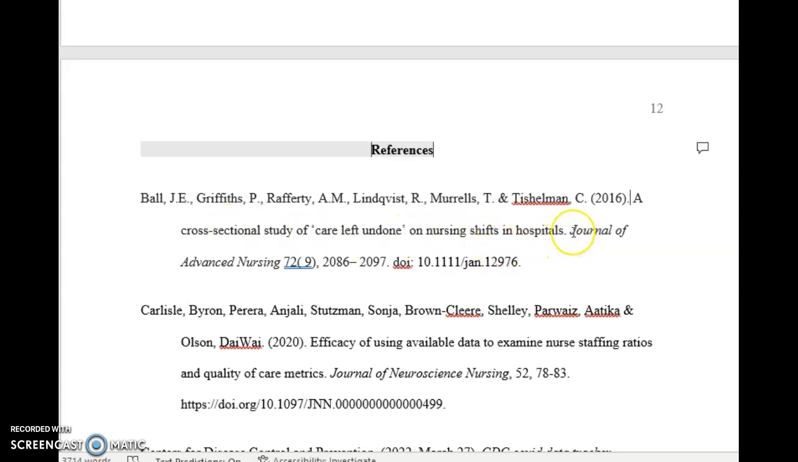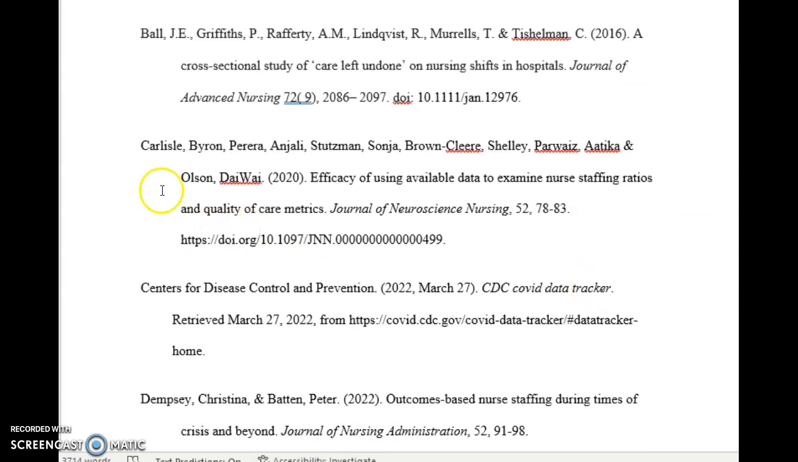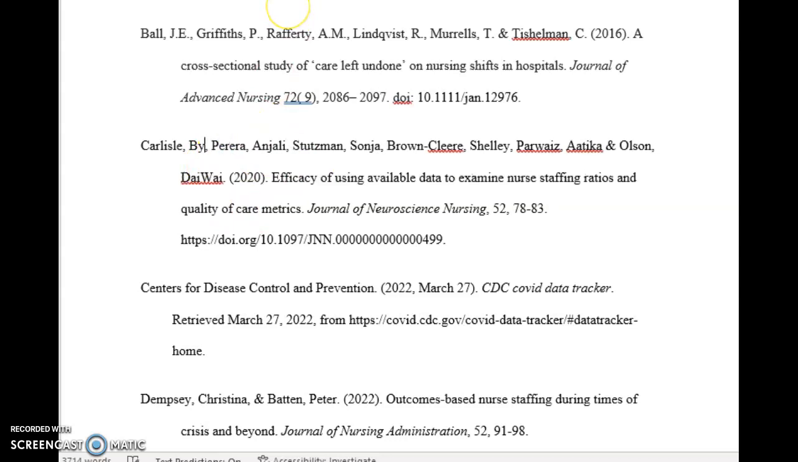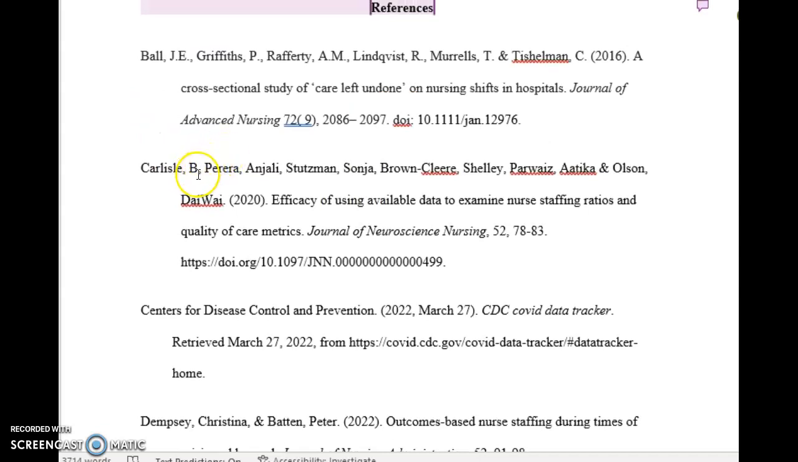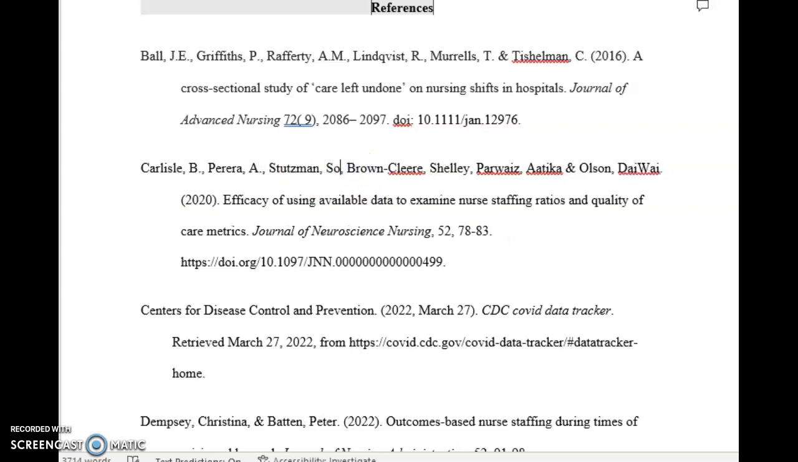We will capitalize all primary words in the journal name. So Journal of Advanced Nursing, we will capitalize Journal and Advanced Nursing. Please do include DOI numbers. And so we'll see that this next article is very similar. What it does look like here is, this is incorrect. We need to only use the initials for the first name. So this is a good opportunity to note how this is incorrect. So we correct that.